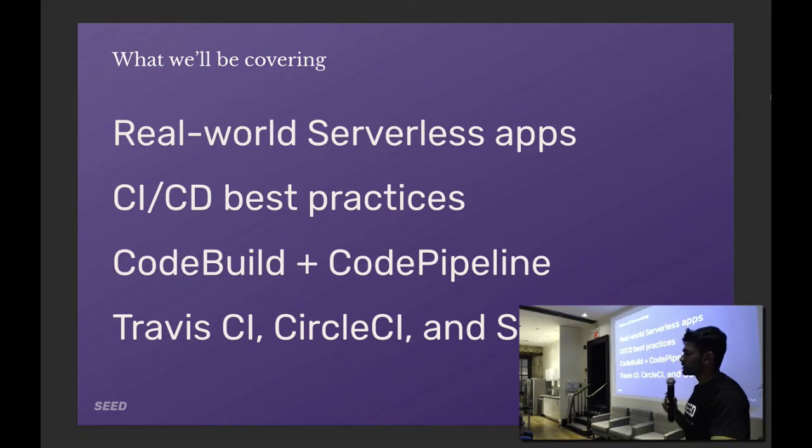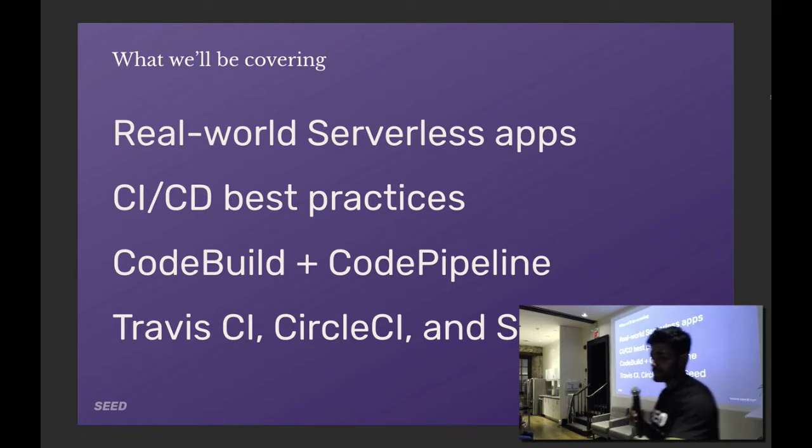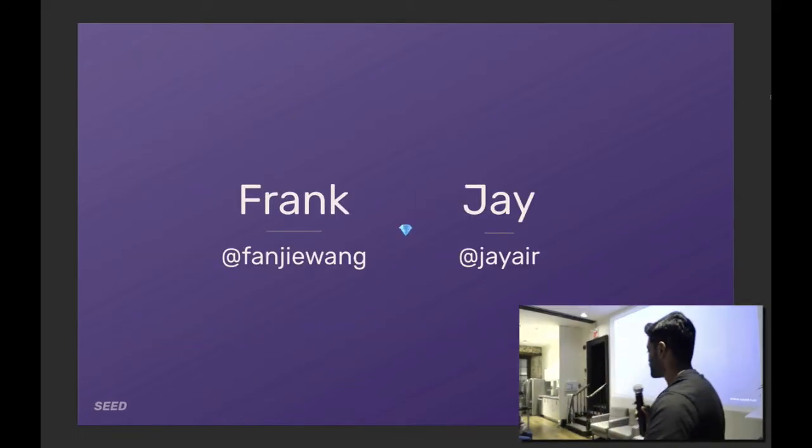We'll go over really quickly, step by step, what it takes to put one of these pipelines together, given a real world serverless application and given some of the best practices that we want to take control of. And then finally, we'll look at some of the other options in the space: Travis being a big one, Circle very popular, and then the not so well-known Seed, which is ours. This is what we do, and that leads into who we are.